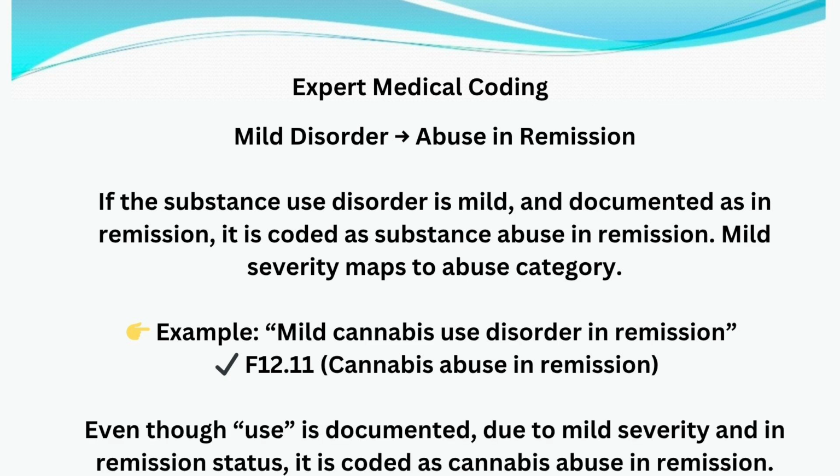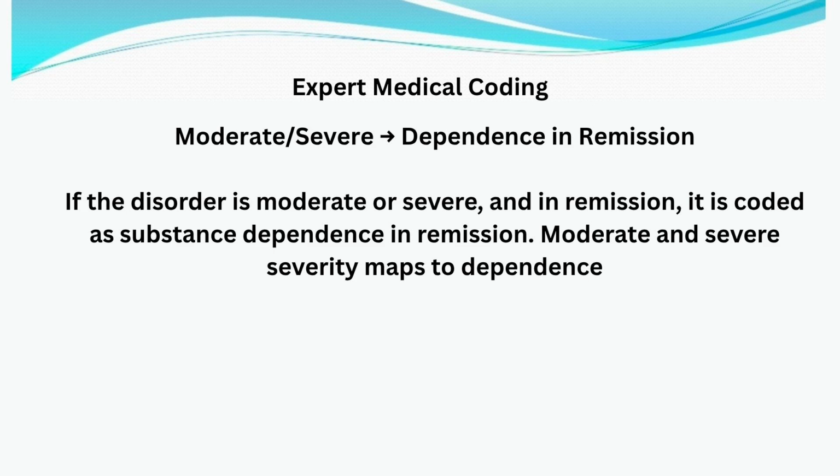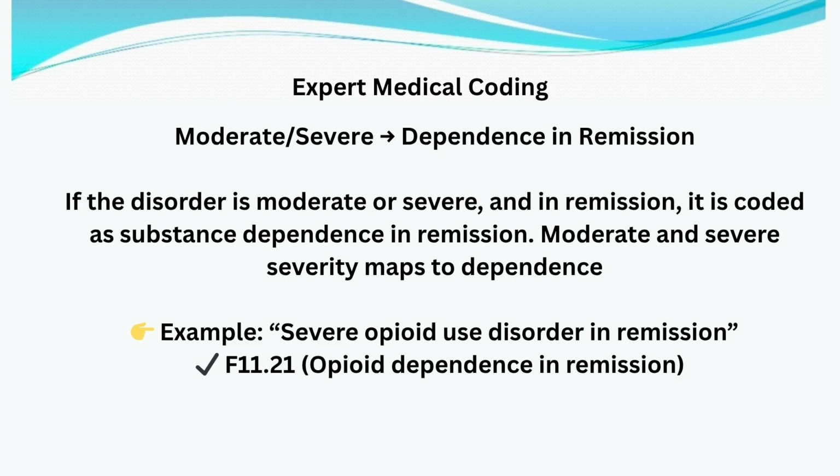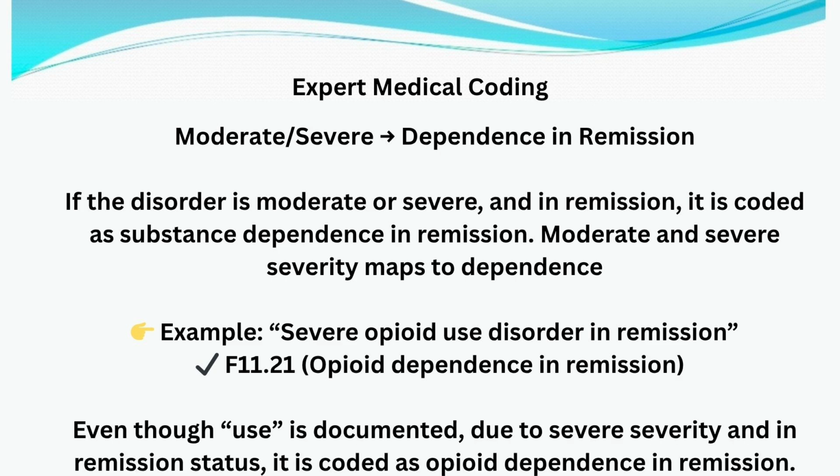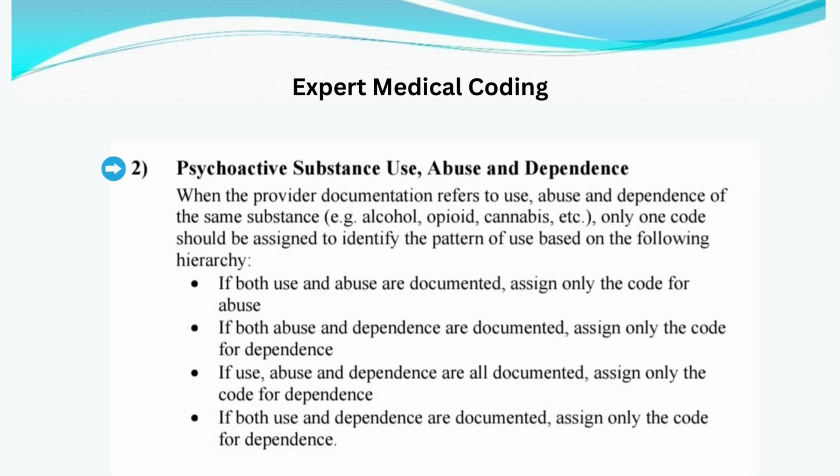Even though use is documented, due to mild severity and in remission status, it is coded as cannabis abuse in remission. If the disorder is moderate or severe and in remission, it is coded as substance dependence in remission. Moderate and severe severity maps to dependence. For example, severe opioid use disorder in remission. For this, we need to assign code F11.21, opioid dependence in remission. Even though use is documented, due to severe severity and in remission status, it is coded as opioid dependence in remission.